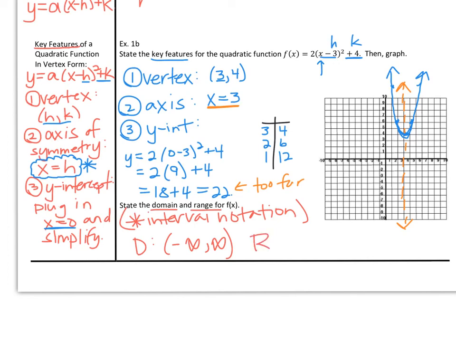The range, think bottom to top, that's where our vertex comes into play. The bottom of the vertex, or the y value, is the smallest number for our range. And since those arrows both point up, it goes to positive infinity.